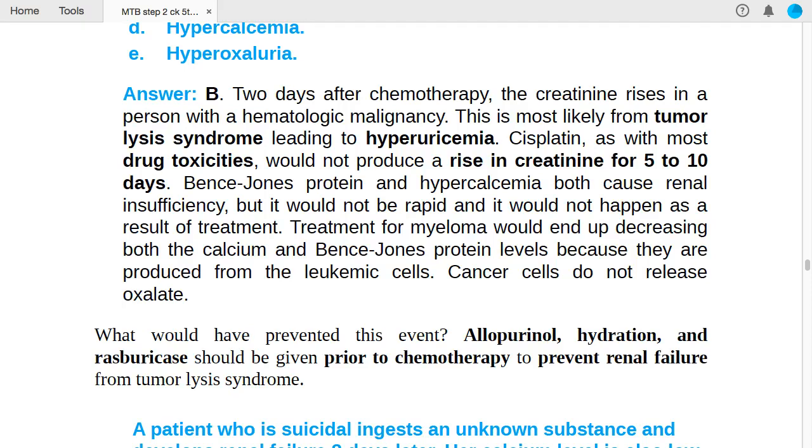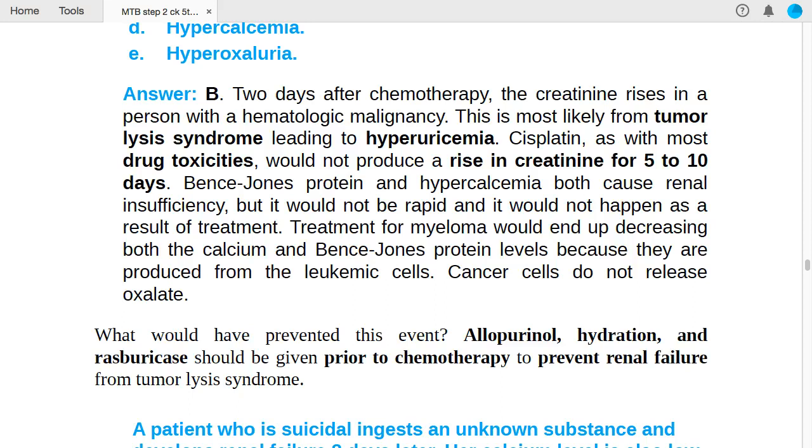So, we should keep in mind that the patient may present with hyperuricemia. There will be renal failure because of this hyperuricemia, because of the tumor lysis syndrome. We are using a chemotherapeutic agent, so it's far better to prevent your patient from all these events by giving prophylaxis prior to chemotherapy. Before even starting chemotherapy, you put your patient on allopurinol, or you hydrate your patient, or give rasburicase prior to chemotherapy to prevent renal failure. It's all about the prevention of this renal failure. And why? Because of the tumor lysis syndrome.